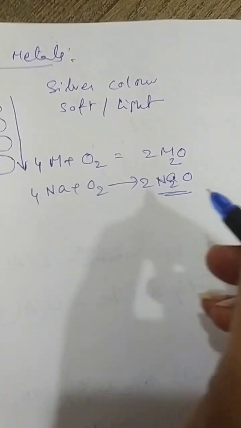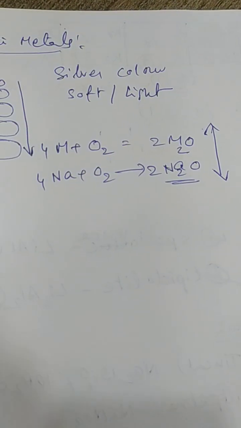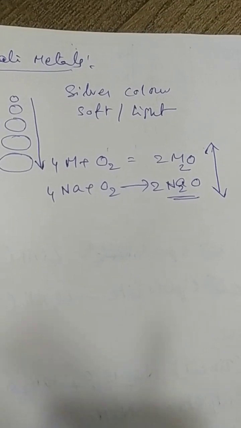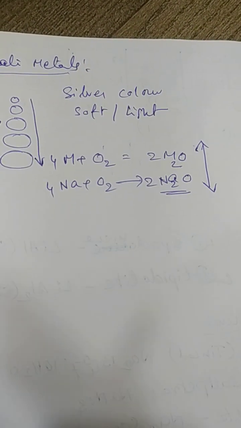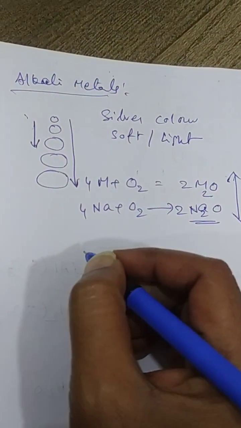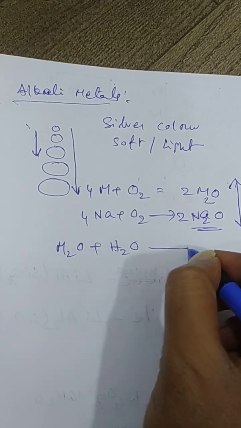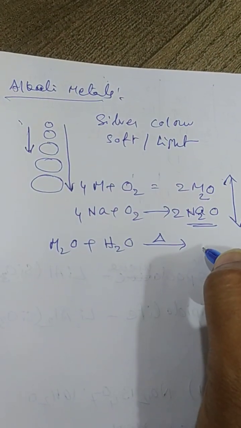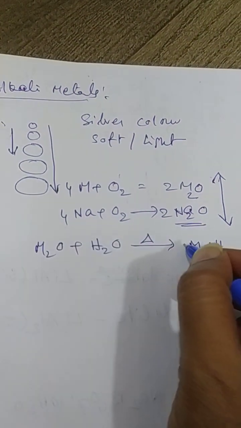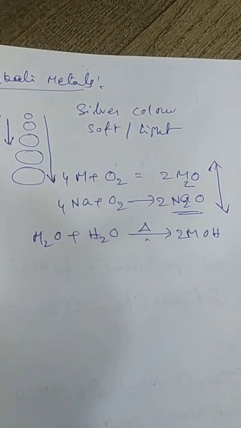But in nature, in the open atmosphere, this reaction will not stop here. Why? Because moisture is also available, carbon dioxide is also available, and other gases are also available. The alkali metals will quickly react with the oxygen as well as the moisture. This metal oxide, M2O, will attract water molecule and generate heat and form metal hydroxide.